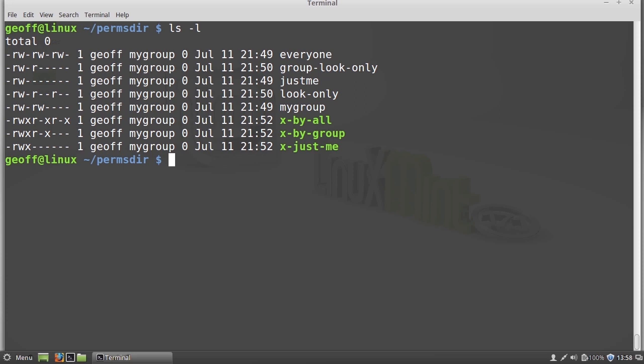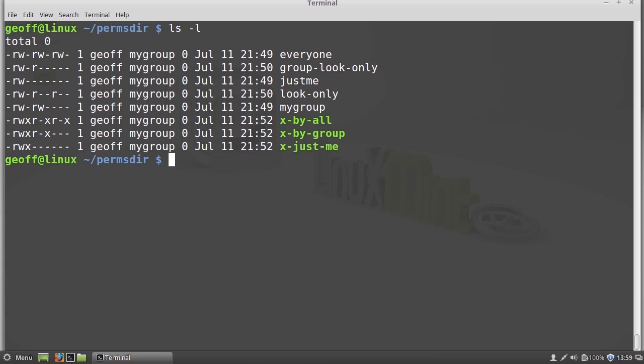The final three examples give some common permissions for executable files. The first one, X by all. This is something that I'm allowing anyone to execute, anyone to do anything with, except I'm the only one who can modify it. And the next one, X by group, I have given read, write, and execute to myself. So I can do anything with the file. Members of my group can read and execute, and the other people can't do anything with it.